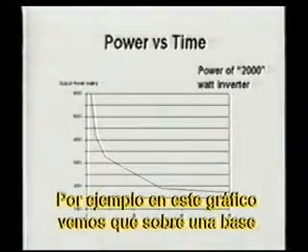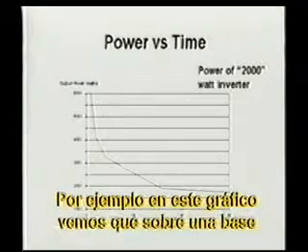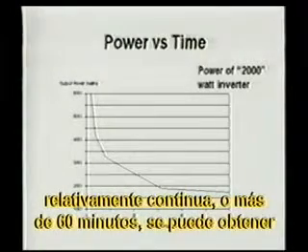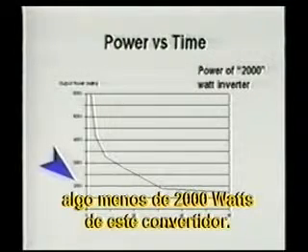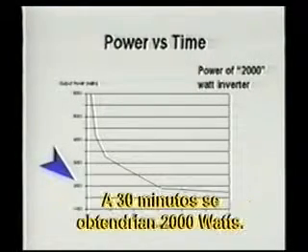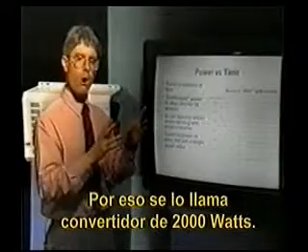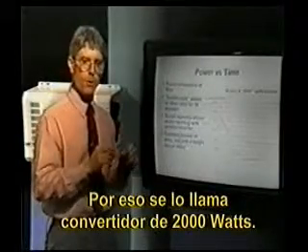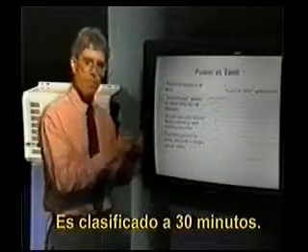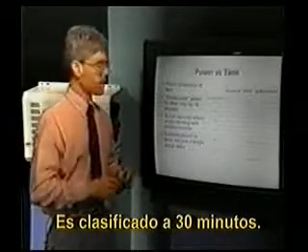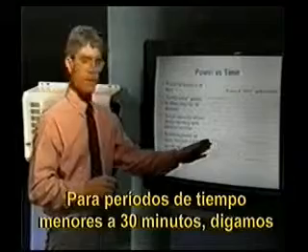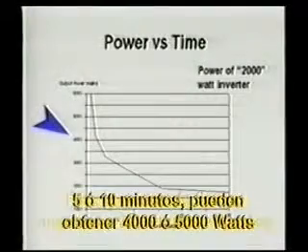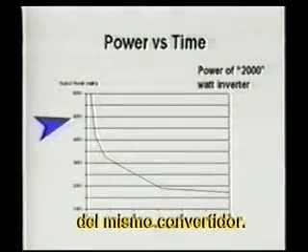This graph that we show, for example, shows that on a relatively continuous basis, or more than 60 minutes, you might get a little less than 2,000 watts from this inverter. At roughly 30 minutes, you would get 2,000 watts. So this is called a 2,000 watt inverter. It happens to be rated at the 30-minute rating. And for a shorter period of time than 30 minutes, let's say 5 minutes or 10 minutes, you can get 4,000 or 5,000 watts from this same inverter.